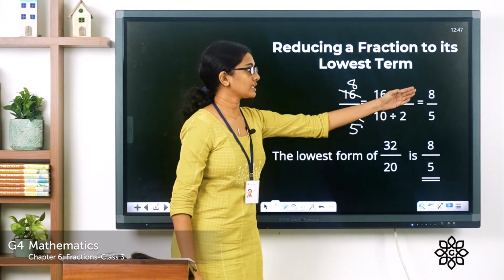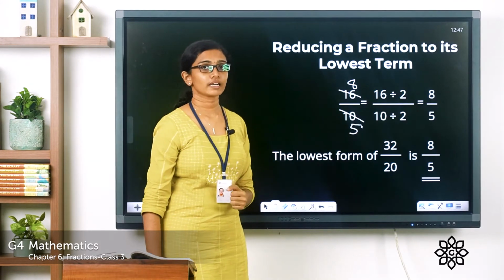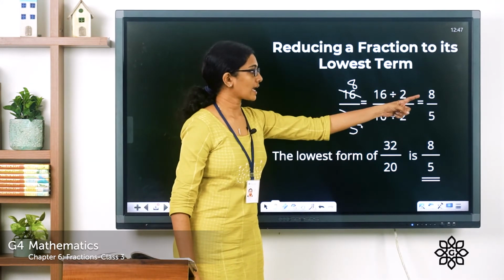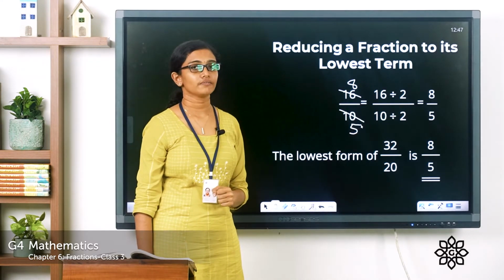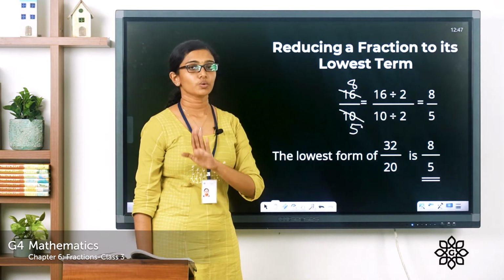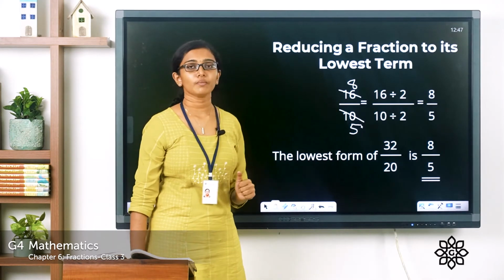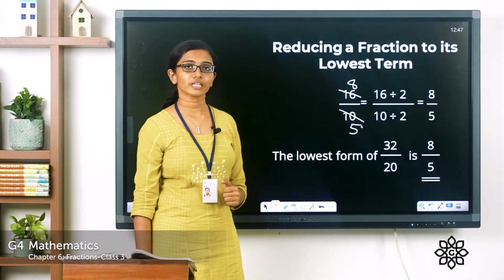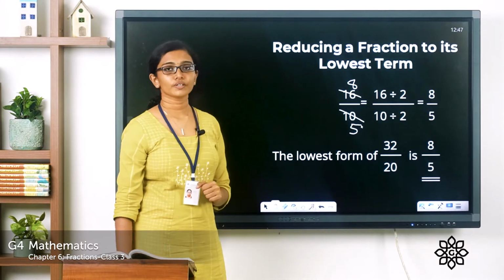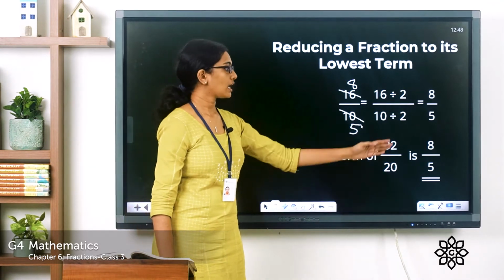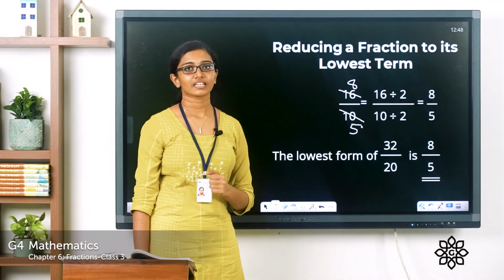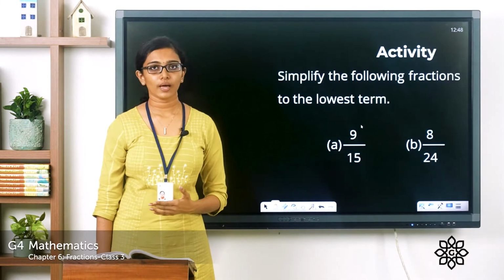Now you check, are there any more factors other than 1 for this 8 and 5? No. The only common factor for 8 and 5 is 1. So we have reached the lowest term or the lowest form of the given fraction. Thus, the lowest form or lowest term of 32 by 20 is 8 by 5. Clear? Let's do an activity.